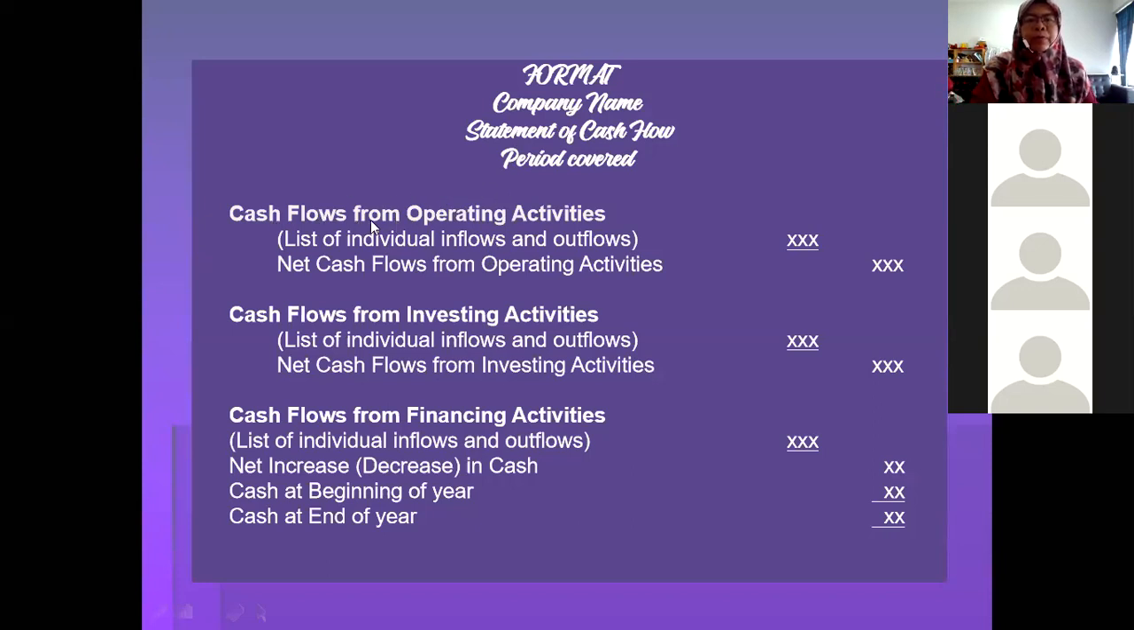Cash flows from operating activities, you have to write that. What do we start with? Cash receipts from customers. You can refer to the answer on page 294. Cash receipts from customers, the answer is 1,099,650 million. How did they come out with this answer?